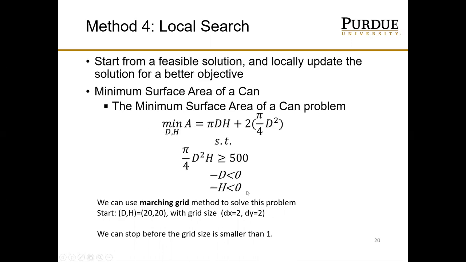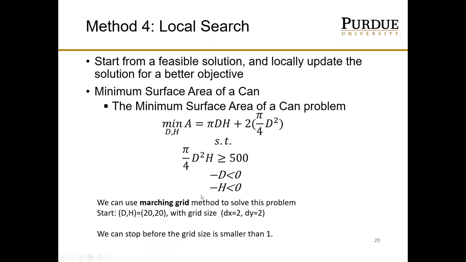The only difference for this discrete version is that we need to stop before the grid size becomes fractional, because we hope the solution is an integer. That's why we don't allow solutions smaller than one or fractional solutions. Let me give you a very quick demo.